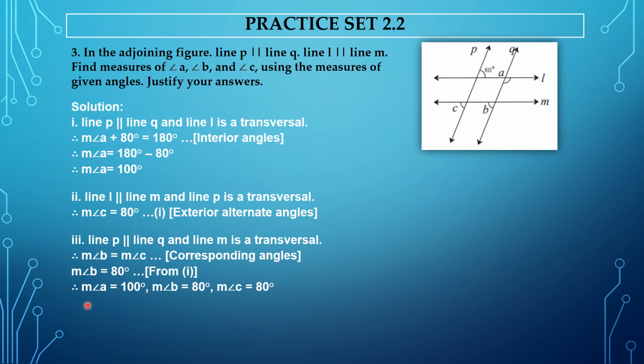So finally, you'll write down the final statement, measurement of angle A which you found out first, that is 100 degrees. Then measurement of angle B, that is 80 degrees. And measurement of angle C is equal to 80 degrees.